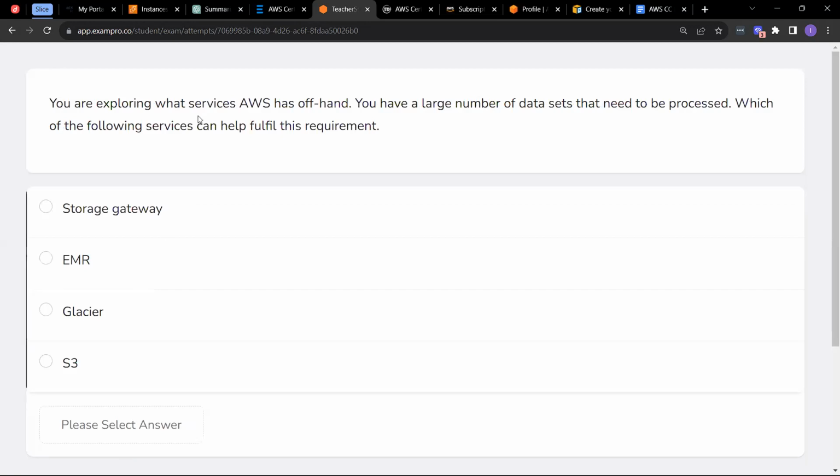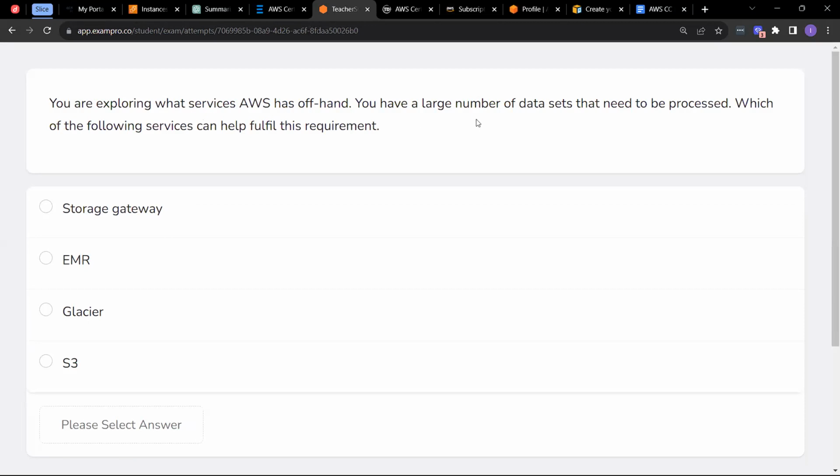Guys, I wanted to say something. If there is something you don't know, just write it down. Then after that, you go look it up. Yes, then you look it up, right? You are exploring what services AWS has offhand.